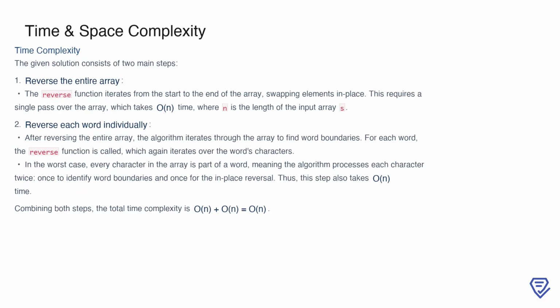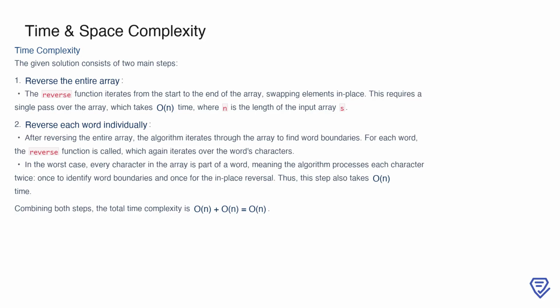To analyze the time complexity of this solution, we break it into two key steps. First, the entire array is reversed. This operation involves swapping elements in place from the start to the end of the array. Since each element is visited exactly once during this process, it takes O(n) time, where n is the length of the input array. Next, the algorithm reverses each word individually.